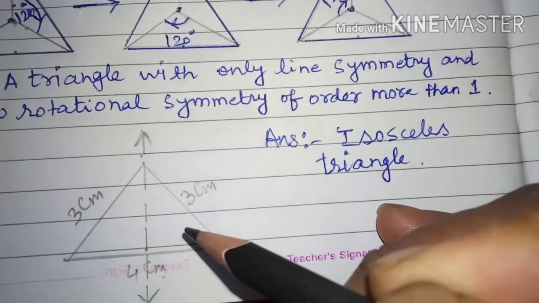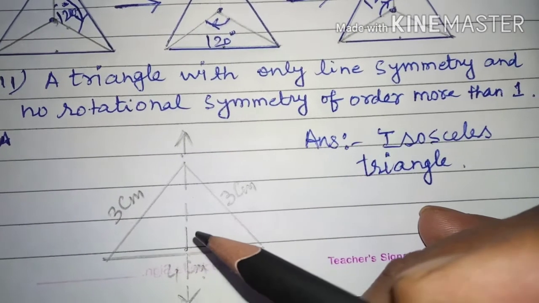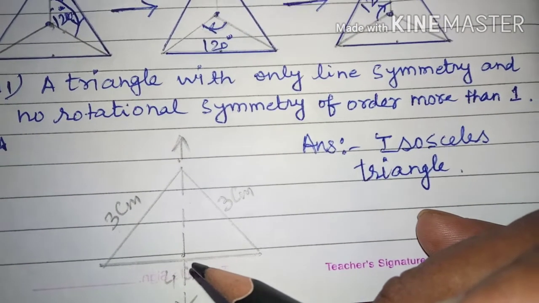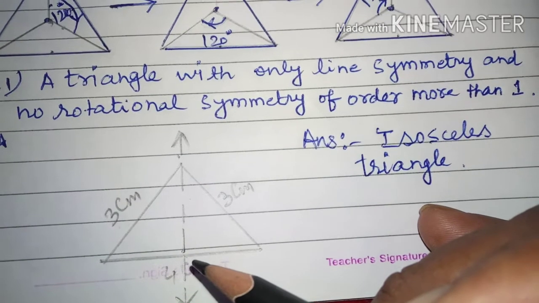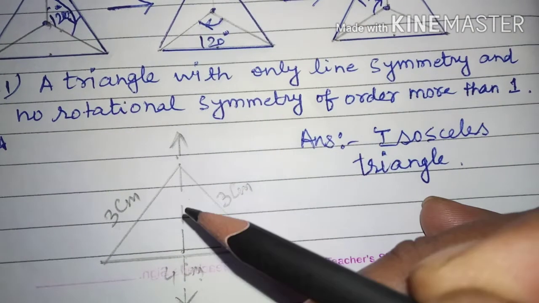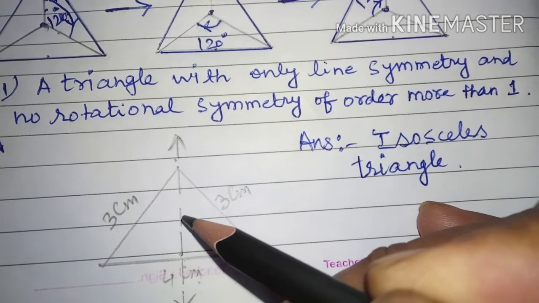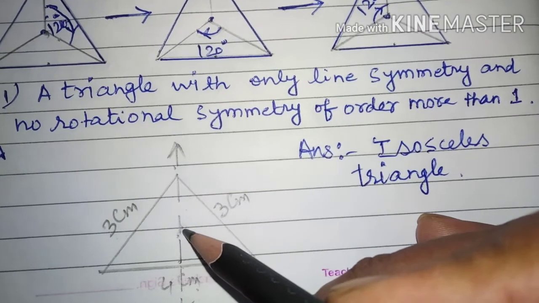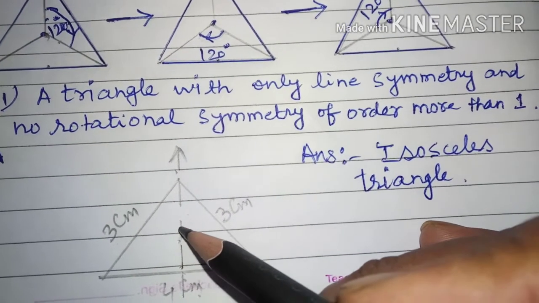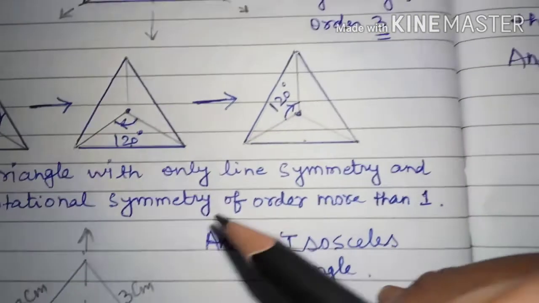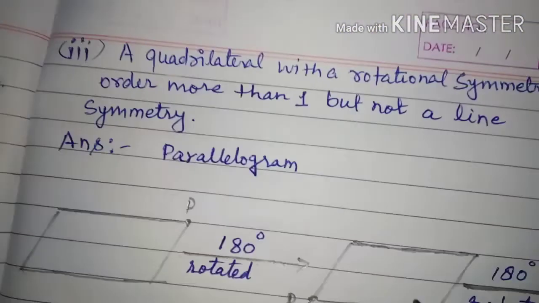But in the isosceles triangle there will be rotational symmetry of order 1 only, because we will get this shape only once when we rotate about this axis through an angle of 360 degrees. Okay, now let us see the third part.